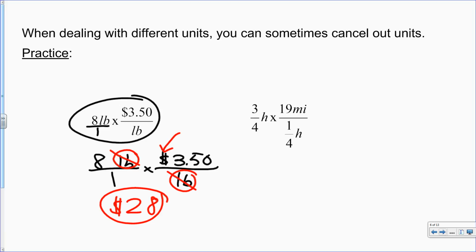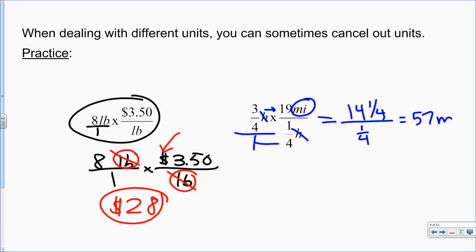We can do the same thing on this next one. We're going to put this whole thing over 1. And when we do that, now our hours can cancel out. We have to be careful when working this one out. We're going to multiply straight across the top, 3/4 times 19. So you go ahead and multiply that out. And on the top, you get 14 1/4. And on the bottom, 1 times 1/4 is just 1/4. And then you need to go ahead and divide that out. When you do that, you get 57. And the only unit that's left is miles. So that would be my answer.